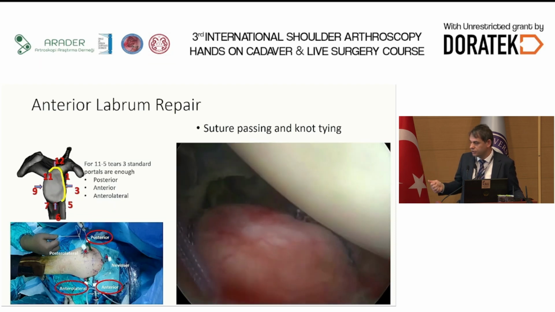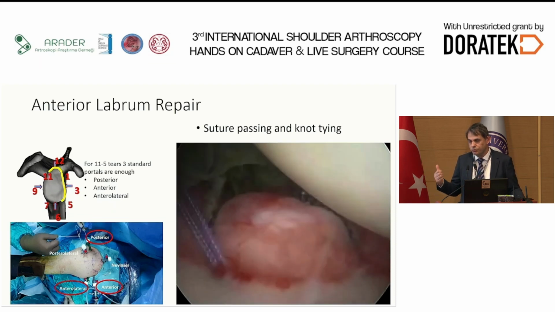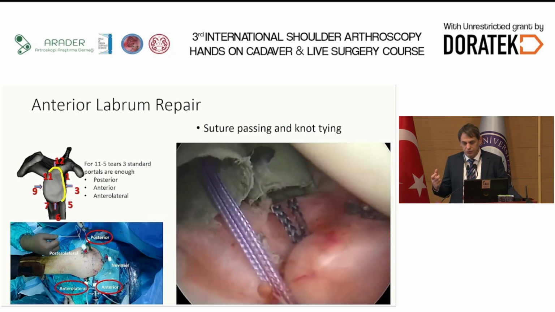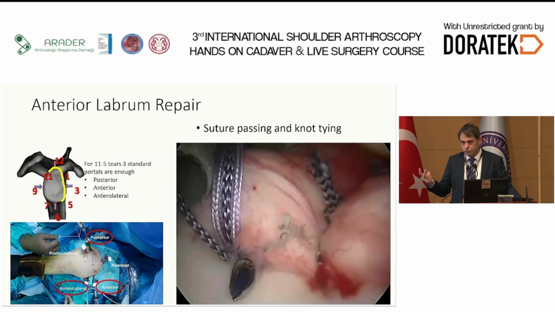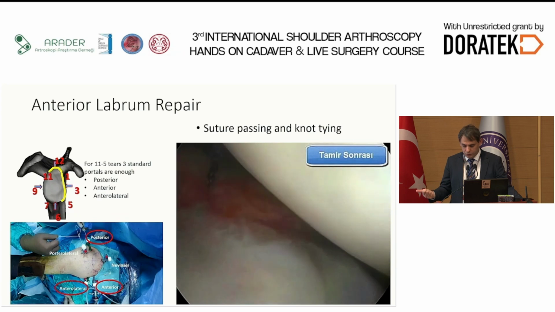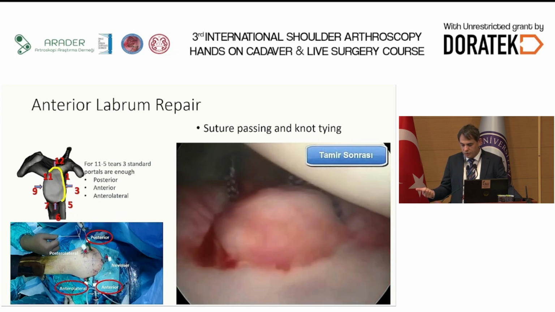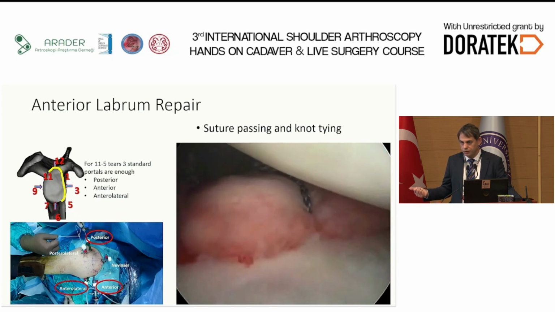Then do a vertical suture also. This provides you more stable fixation. 1 anchor, 2 sutures, 1 vertical and 1 horizontal. This is what you can see after repair.